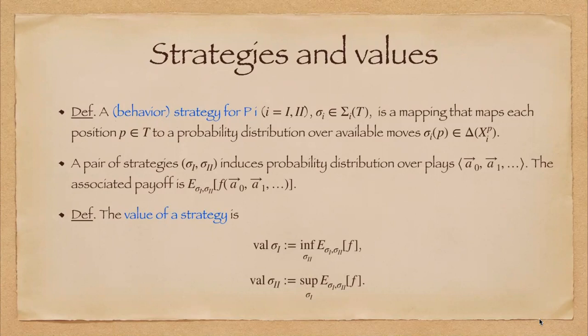Now I want to say what is the value that a certain strategy guarantees. So if I have a strategy for player 1, I look at the infimum of the payoff that it induces, where the infimum is over all strategies of player 2. And the value of a strategy of player 2 is the supremum of the induced payoff, where the supremum is taken over all strategies of player 1. So this is the value that a certain strategy can guarantee. Player 1 wants to maximize the payoff, and player 2 wants to minimize it, just as before.